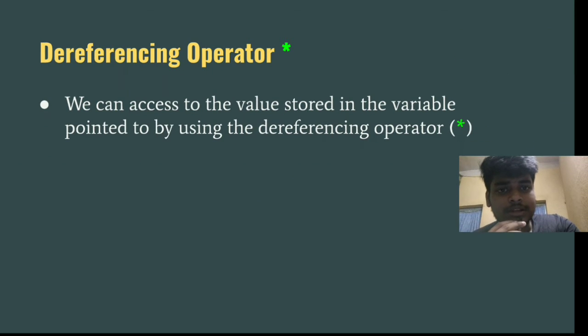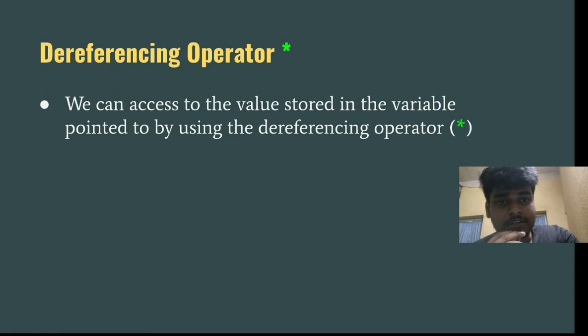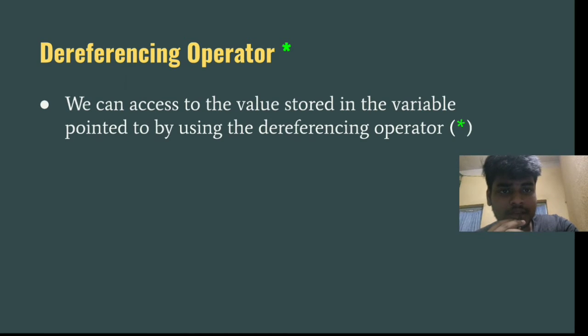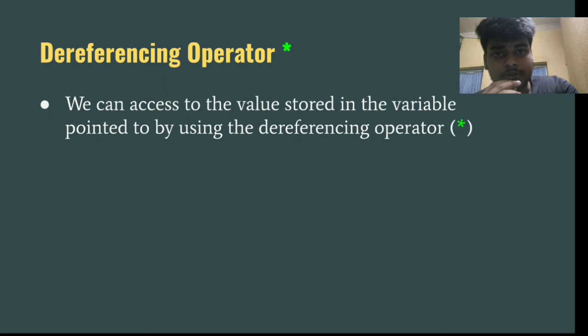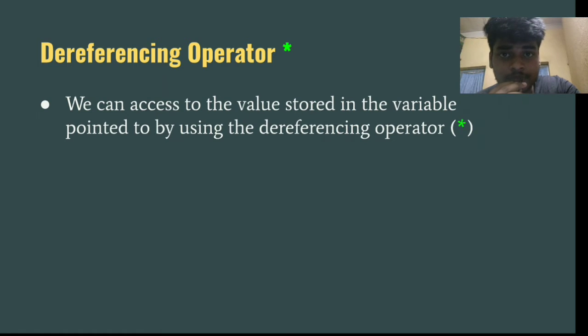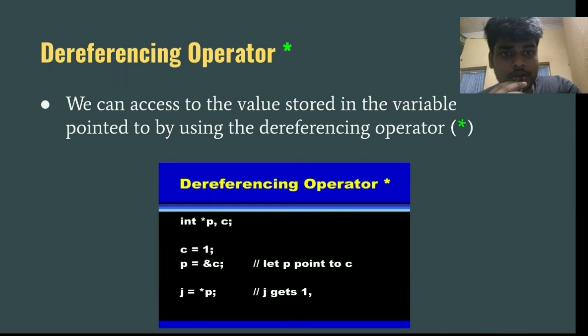Now you have to learn what the dereferencing operator is. We can access the value stored in the variable pointed to by using a dereferencing operator. When we use ptr, it helps us get the address of that variable. But to get the actual value of that variable, we have to use star before ptr. Star here is a dereferencing operator. From this example, we clearly understand how the dereferencing operator works.